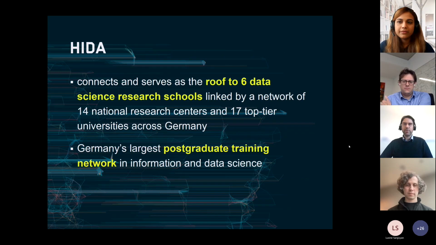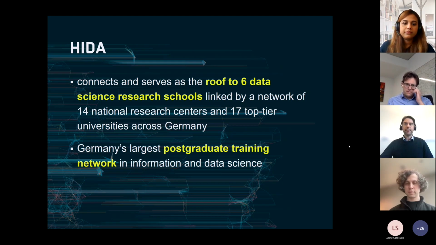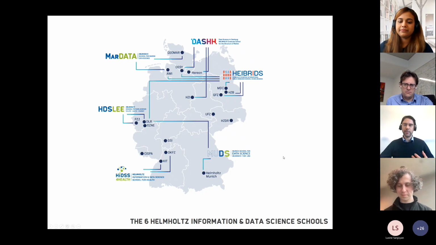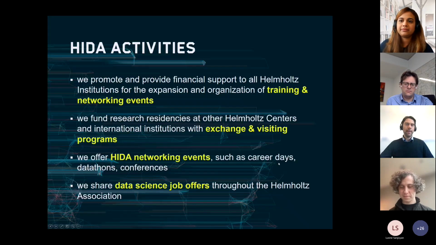We as HIDA, the Helmholtz Information and Data Science Academy, have the aim to implement knowledge of data science and information science into all of the Helmholtz centers. And therefore, we have organized six major research schools that are distributed across all of our centers. With these six research schools, together with 17 top-tier universities, we are Germany's largest postgraduate training program. Here you see all the schools distributed all over Germany. And you see there that the DLR, the German Aerospace Center, is a partner in three of these research schools. And they are addressing several topics in information and data science.